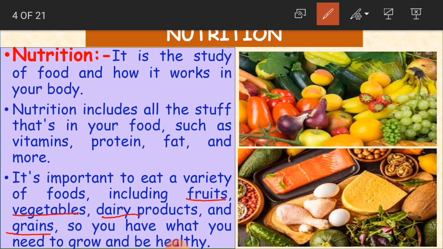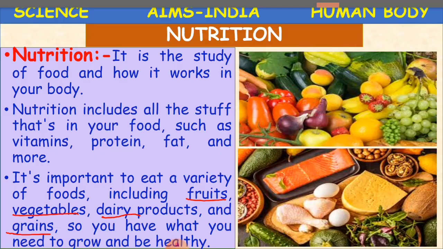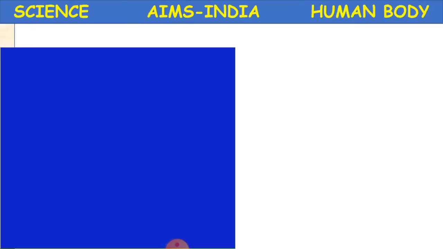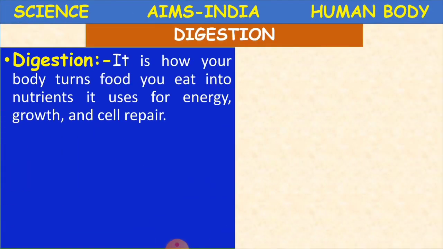So we have to take all such types of food to grow and to be healthy. Now you are small kids, so you have to grow. To grow in a proper way and have a healthy body, you have to eat all nutrient food, which includes fruits, vegetables, dairy products, and grains. So nutrition is nothing but the study of food. Okay, children? Clear?